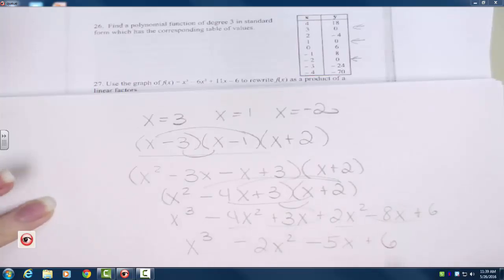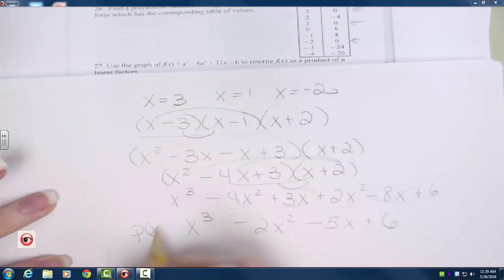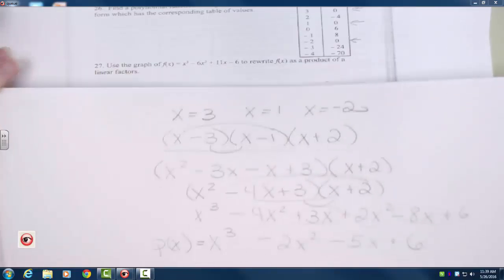Now, if you leave it like this, you are not getting full credit. You need to make sure that you identify this is not an expression, but a function. Okay? There we go. Let's take a look at the next one.